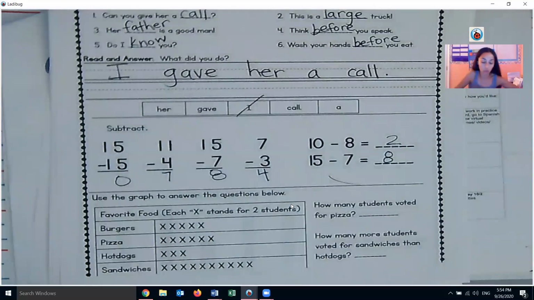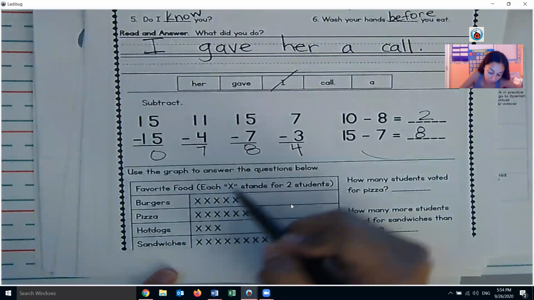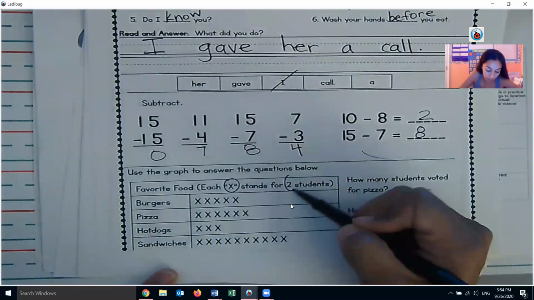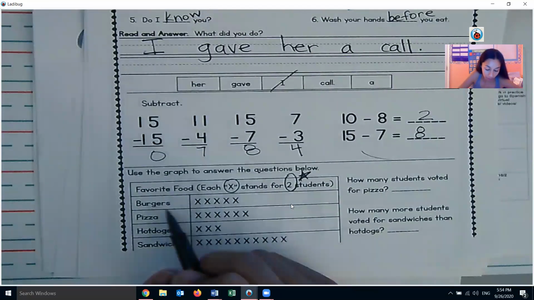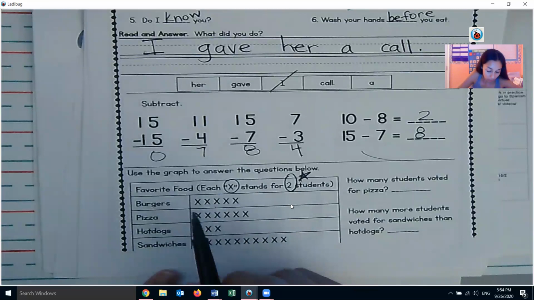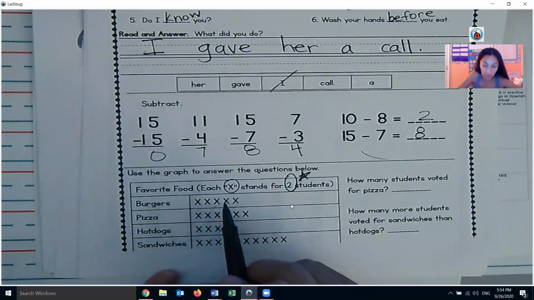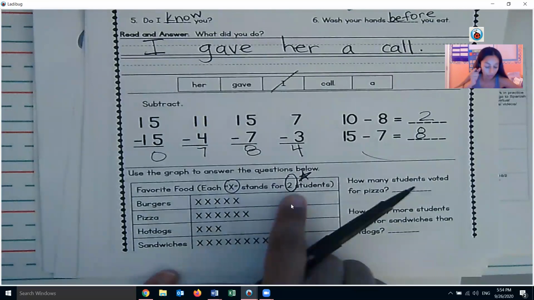We're going to look at the graph here. Each X, this is very important, each X stands for 2 students. So when you see 1, 2, 3, 4, 5, that doesn't mean the favorite food burgers gets 5 votes. It really gets 10, because each of these means 2 students. That's very important that we read that little heading there.